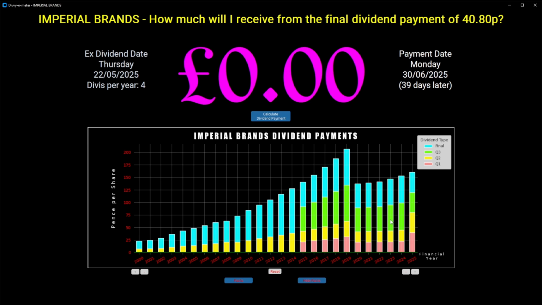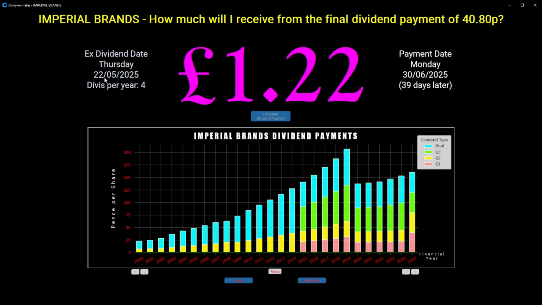My graph is underneath, and I'll explain that in a second, but let's go for it. Let's click the button, see how much I'm going to receive from the final dividend. Here we go. Off we go. Button disabled there, bit of unique programming from myself. The ex-dividend date for Imperial Brands is Thursday, the 22nd of May, which is roughly about a month ago.